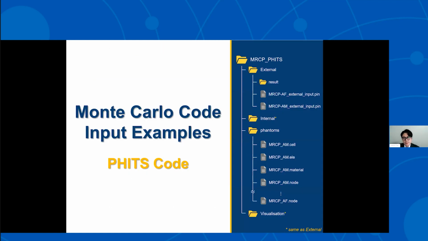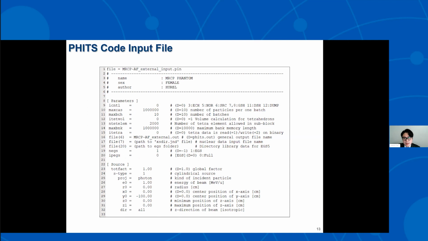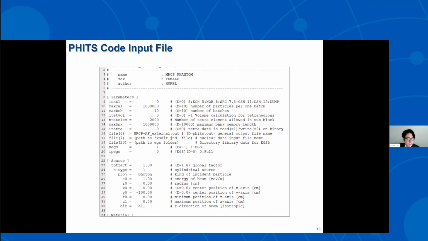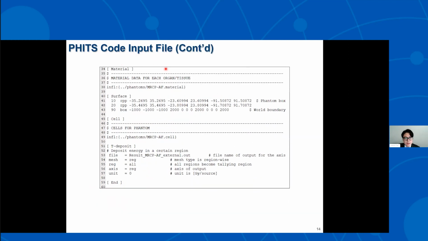And first, I will explain the input examples of the PHITS code. As I mentioned before, the input examples for both exposures are almost identical except for the source definition part. So I will explain with the input example included in the external folder. This and the following slides show the entire input example of the PHITS code. This file consists of 6 sections: parameters, source, material, surface, cell, and T-deposit sections.